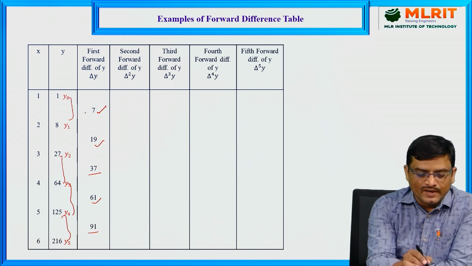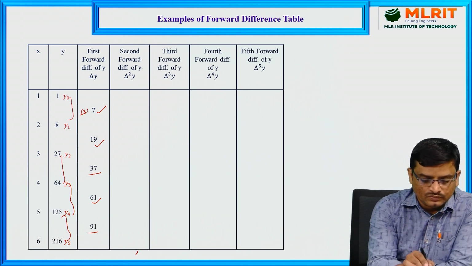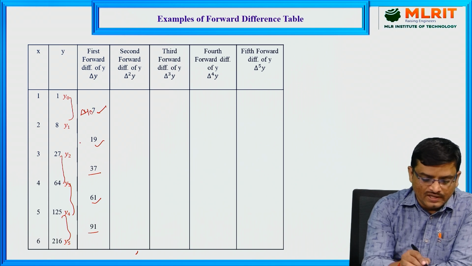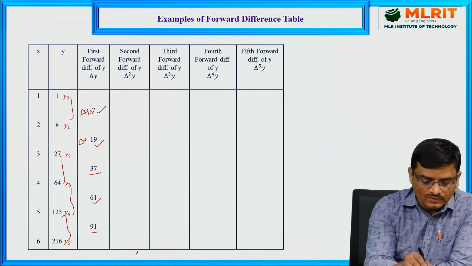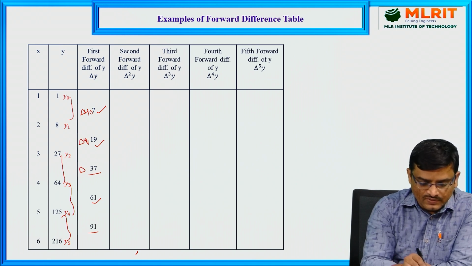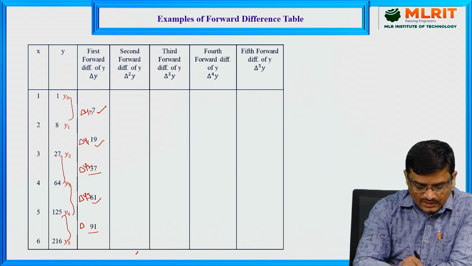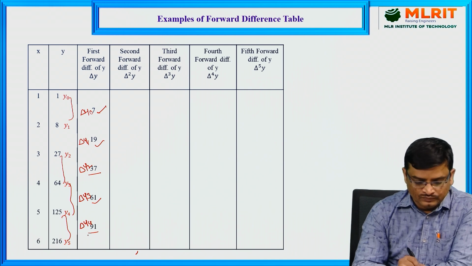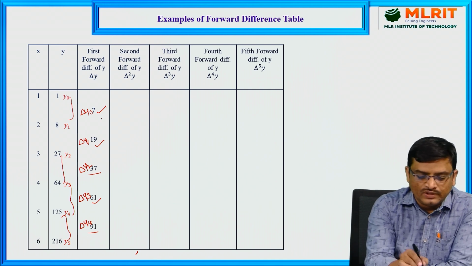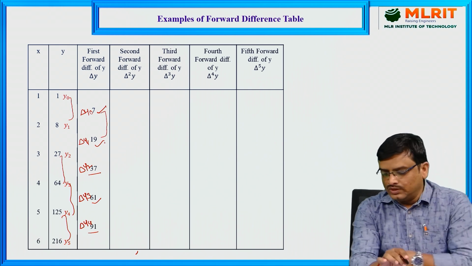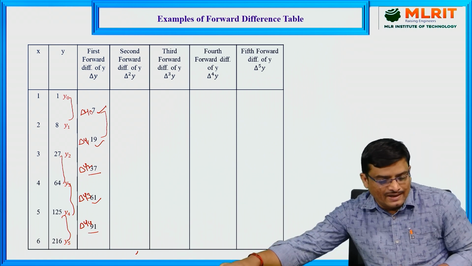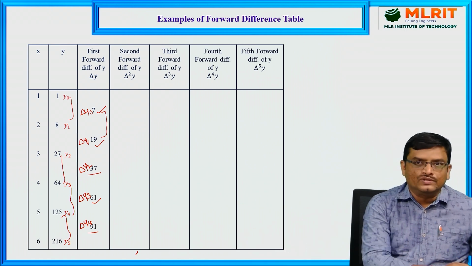So we can represent this value as delta y0, and we can represent this as delta y1, and this 37 is represented with delta y2, and this is delta y3, and this is delta y4. Now find out the difference of these. Now we can use the calculators and find out these values here.